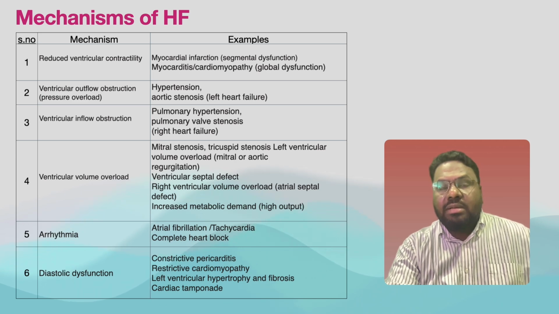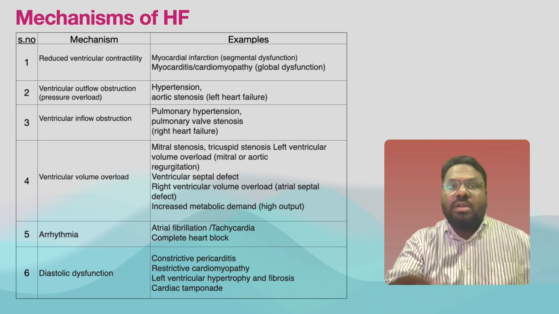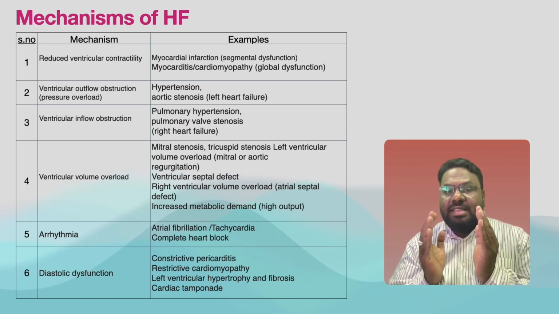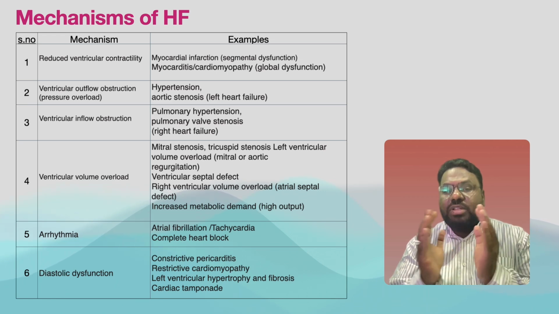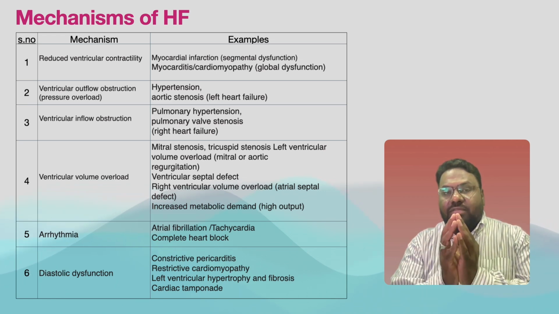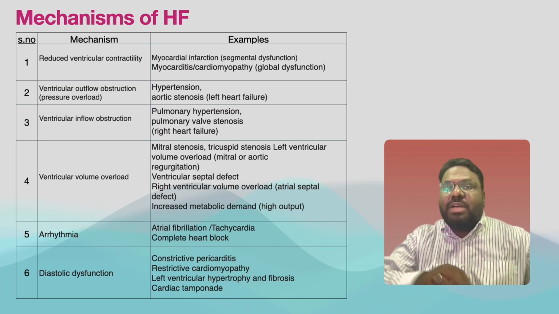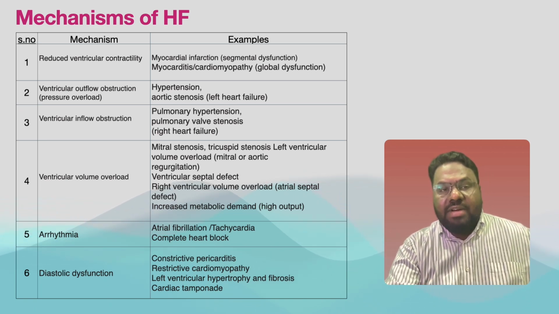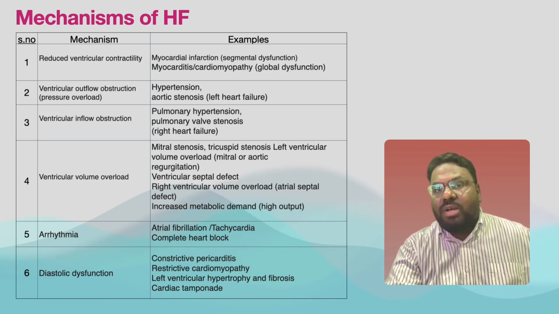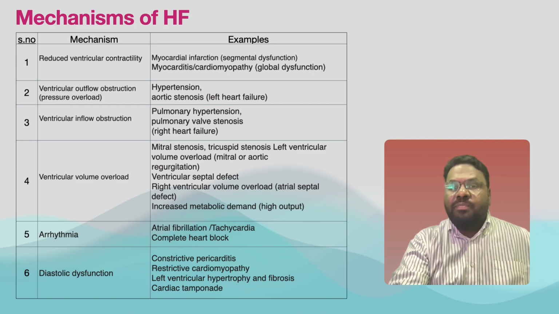Then we talk about diastolic dysfunction mechanism. How does diastolic dysfunction occur? Diastole is when the heart relaxes, is it not? During diastole the heart is relaxing. So if there is obstruction to the relaxation part of the heart, that is from outside there is some constriction, so constrictive pericarditis or restrictive cardiomyopathy, left ventricular hypertrophy along with fibrosis, I told you, endomyocardial elastofibrosis, I told you, then cardiac tamponade. All these conditions will cause diastolic dysfunction. So these are the pathophysiologies of heart failure.